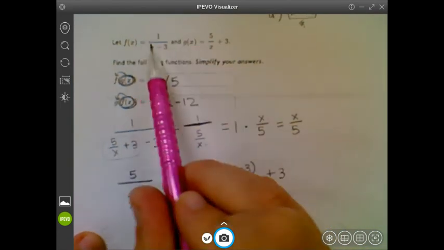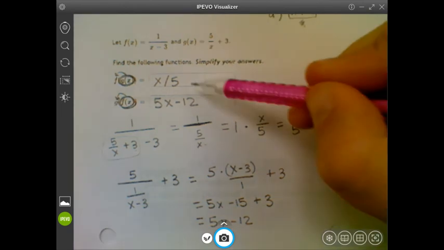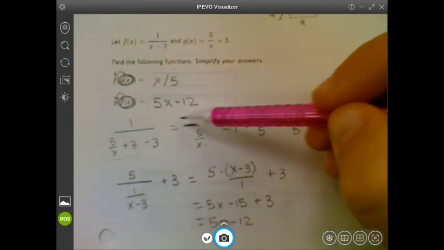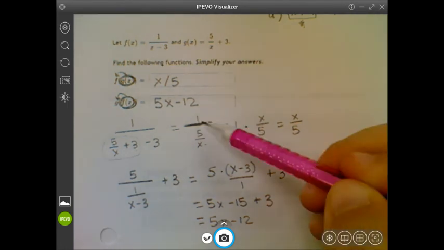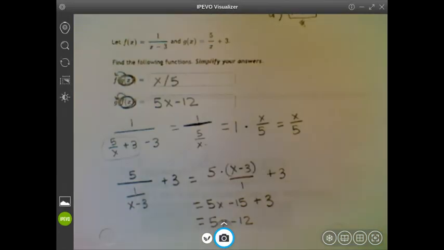So kind of two gross functions at the beginning. They just weren't very nice and not so easy to work with, but their compositions weren't actually that bad. Technically this is a line and this is also a line. And so their compositions turned into some pretty nice things after we simplified. So if you're struggling to simplify a fraction in a fraction, it's the bottom fraction flipped and multiplied.